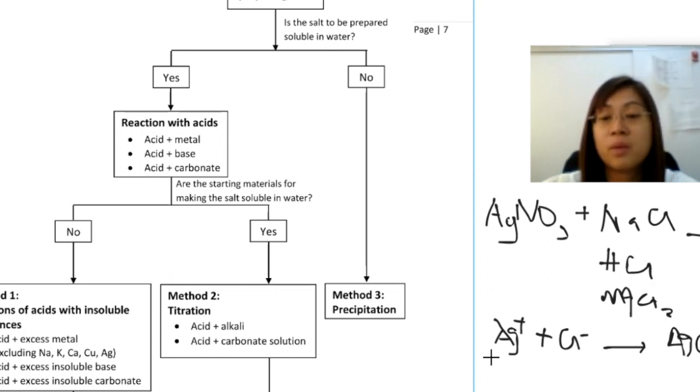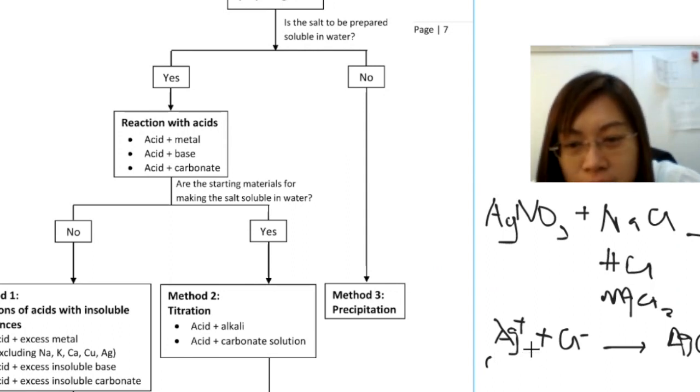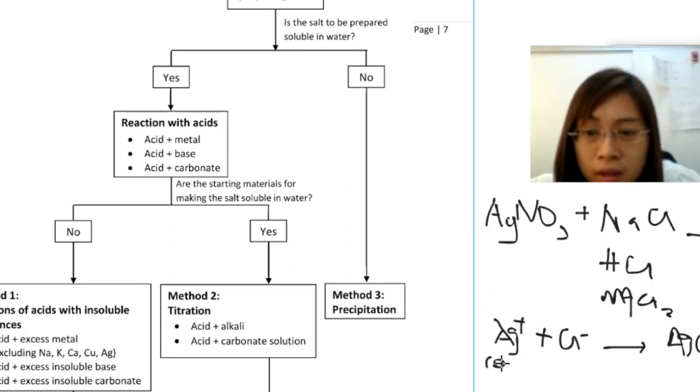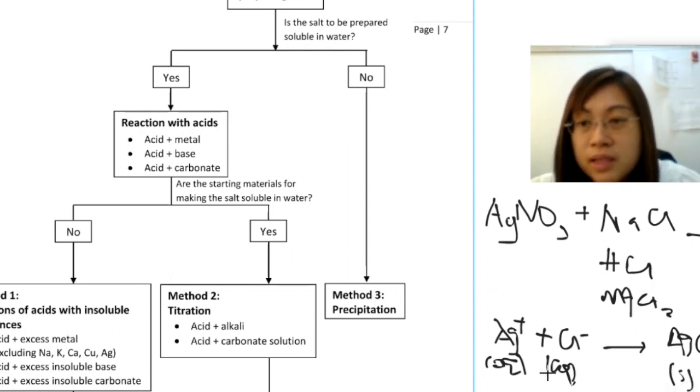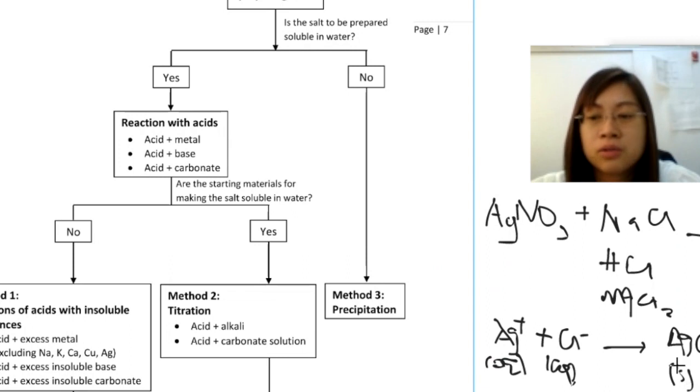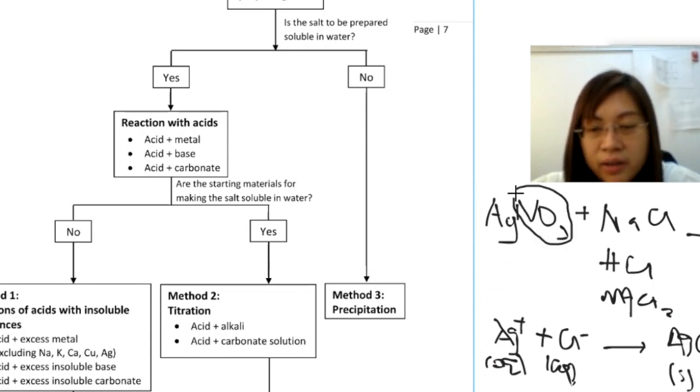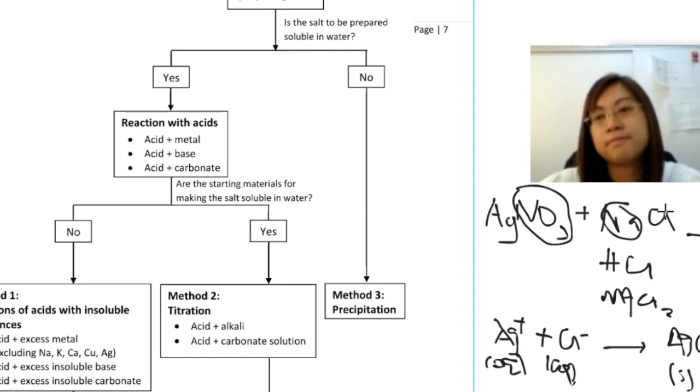Okay, and then the state symbols are also standard ones. Aqueous plus aqueous will give you a solid here. All those state symbols are standard because you know that the starting materials have to be both soluble. So aqueous plus aqueous will get you the insoluble salt, which is a solid. Now the byproducts, the not so important products, do not appear in the ionic equation because all these ions are spectator ions. You see, our nitrate and the sodium ions are spectator ions. They don't take part in the reaction at all.